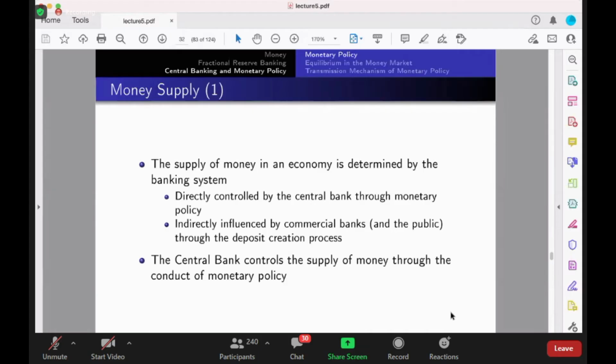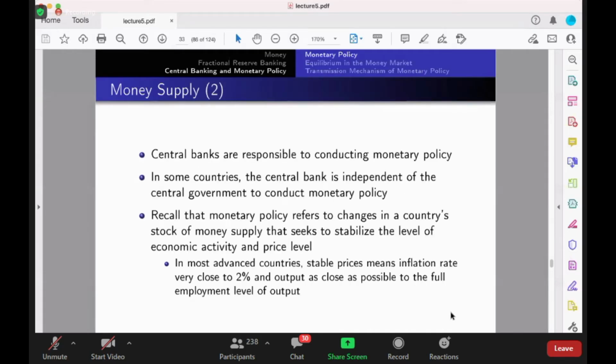So how do we determine the supply of money in the economy? It is determined by the banking system, directly controlled by the central bank through its monetary policy, and indirectly through the commercial banks, through the deposit creation process that we have demonstrated earlier on. So the central bank is the sole institution in control of the supply of money, and they do it through the conduct of monetary policy. Monetary policy is about altering the supply of money, either expansionary to increase it or contractionary to decrease it. So it's the central banks that are responsible for conducting monetary policy.